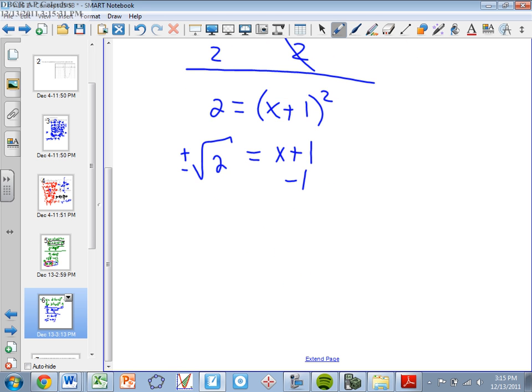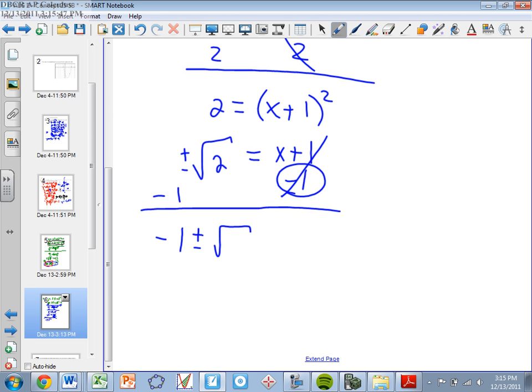Now, here's the tricky part, everybody. Remember, all you got to do is this. Take whatever this number is that you're getting rid of and move it up over here. So on the next line, subtract 1 on both sides, but put the negative 1 in the front. Look at this. Put the negative 1 here because of the plus or minus sign. That's the reason I'm telling you to do that. Again, put the negative 1 in the front.